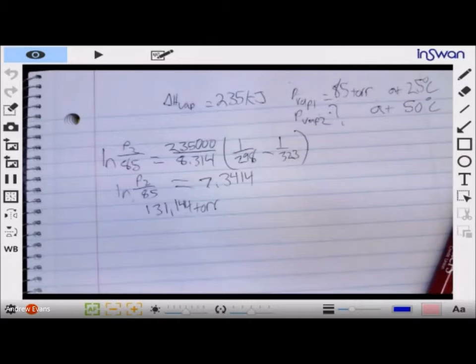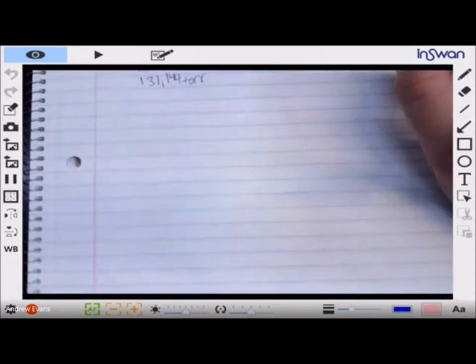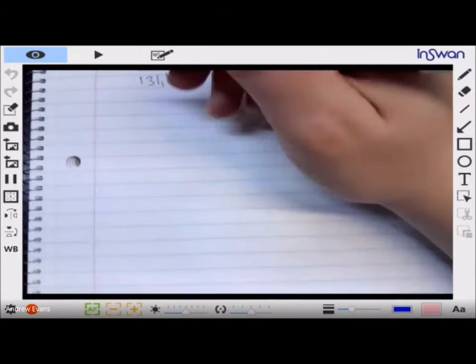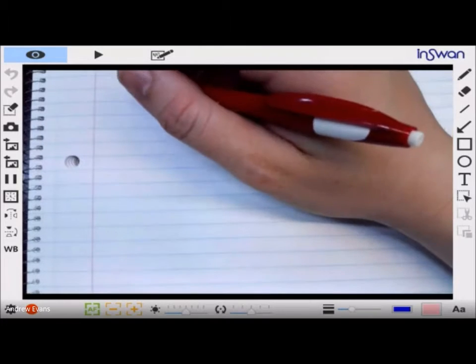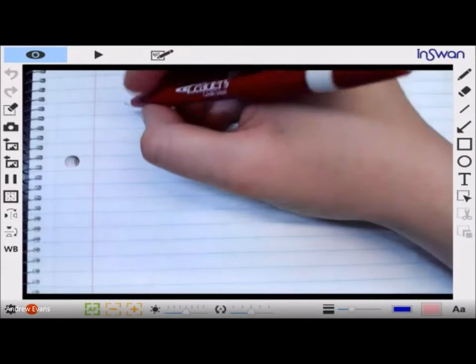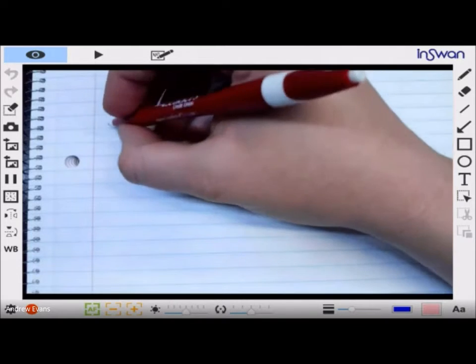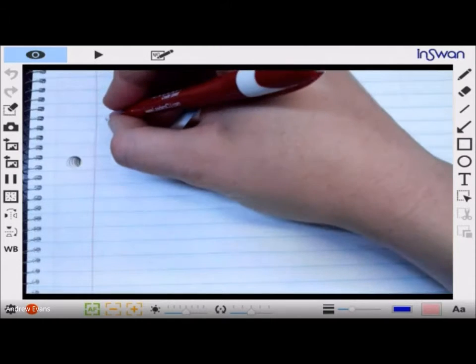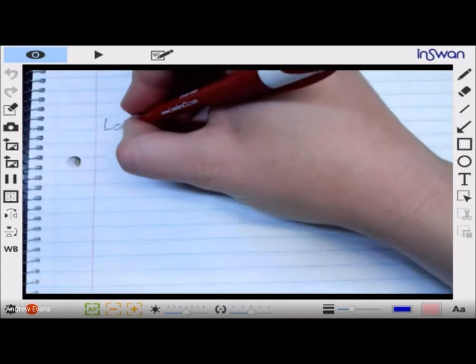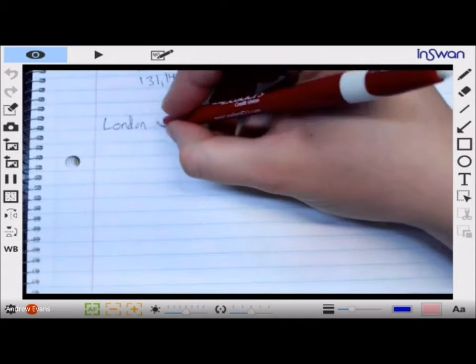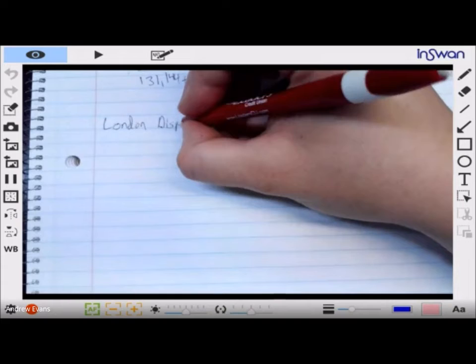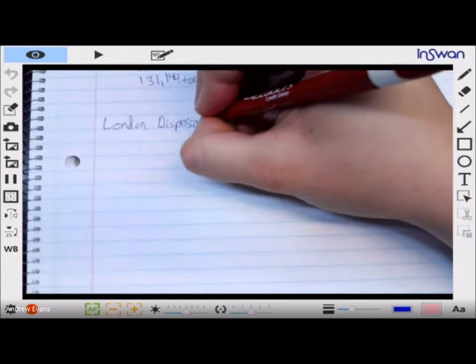I'd like to briefly talk about our different types of intermolecular properties. A quick reminder: our intermolecular properties, ranging from weakest to strongest, are London dispersion forces or dispersion forces, depending on how you talk about them.